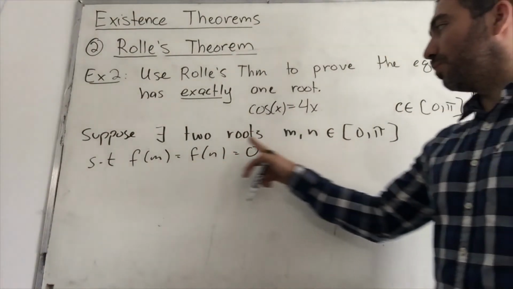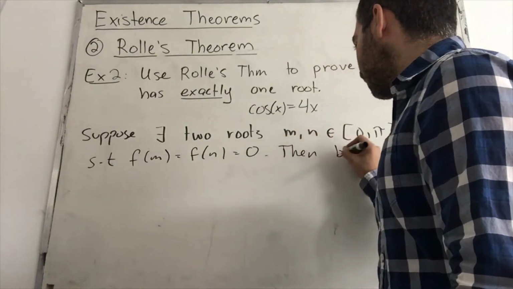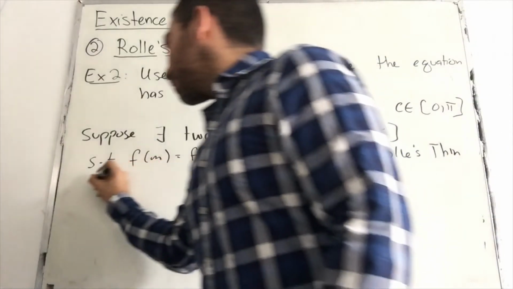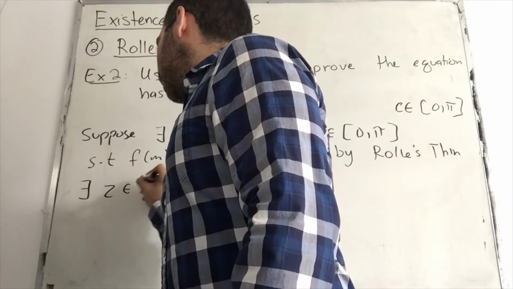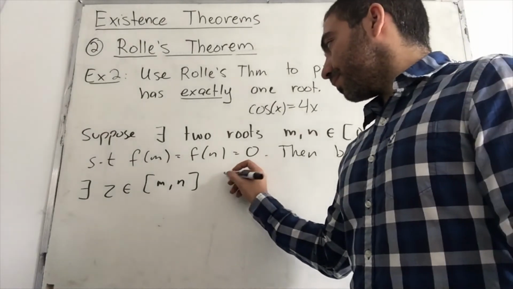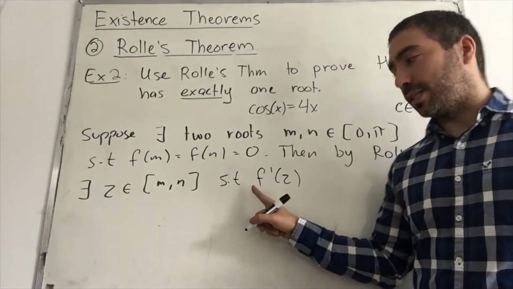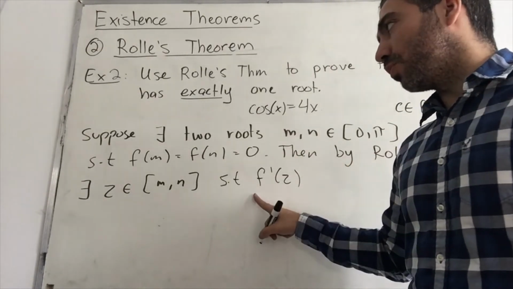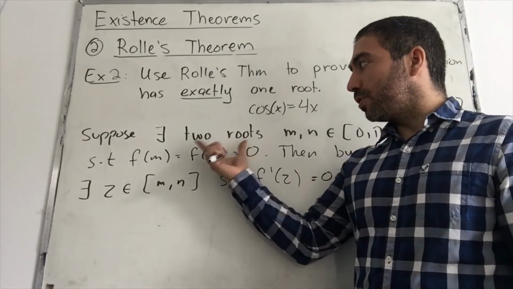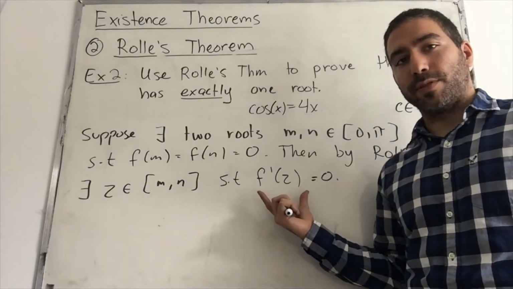Okay, so if we have two roots that exist, such that this occurs, then by Rolle's theorem, there exists a point, let's call it z. There exists a z in between m and n. We'll take m to be smaller than n, such that f prime of z, so it's not like intermediate value theorem where it's f of z equals 0, f of c was 0. Here, Rolle's theorem, we're talking about the derivative. The first derivative is equal to 0. Okay, so if we assume that there's two roots, then this has to occur. There has to be a z in between this interval such that its derivative is 0.